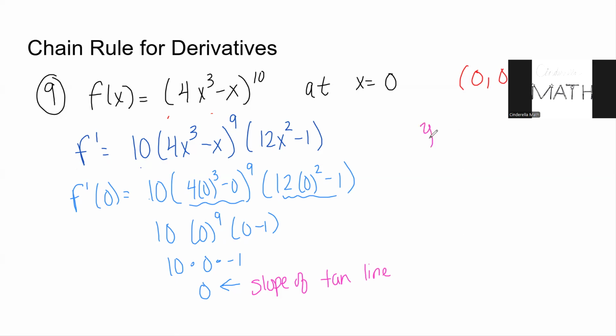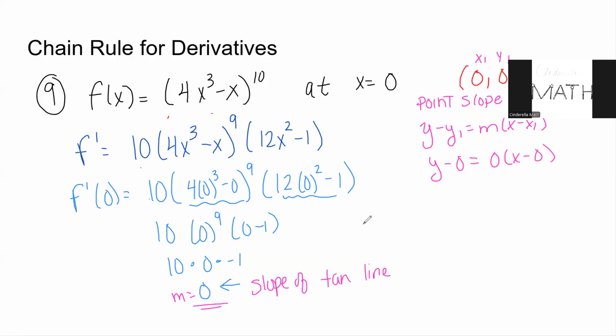And then we have in point slope form, our formula is y minus y1 equals m times x minus x1. This is x1, this is y1, and this is the slope, so this is m. So we'd have y minus 0 equals 0 times x minus 0. I think I messed up, but I don't think I messed up. So who cares about 0? This would just be 0. y equals 0.